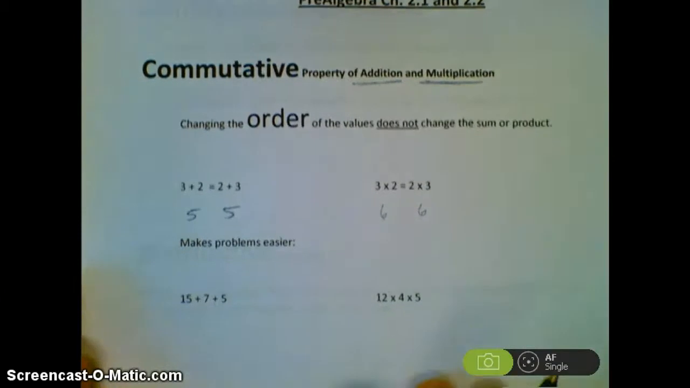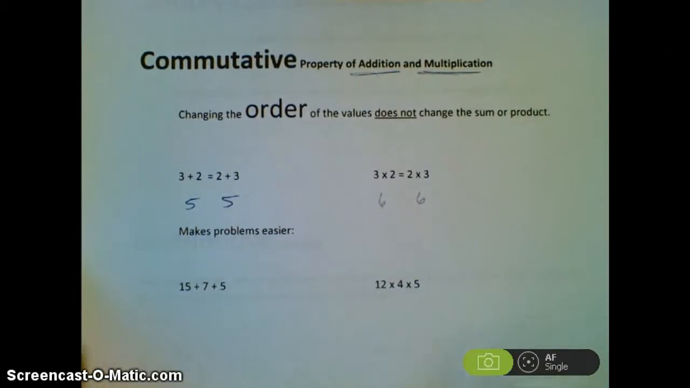Now these are useful because they can make problems easier for you. Take this one, 15 plus 7 plus 5. Since I can add these up in any order, I can add 15 plus 5, that equals 20. Those are two compatible numbers. Then I can add that 7, and I get 27.